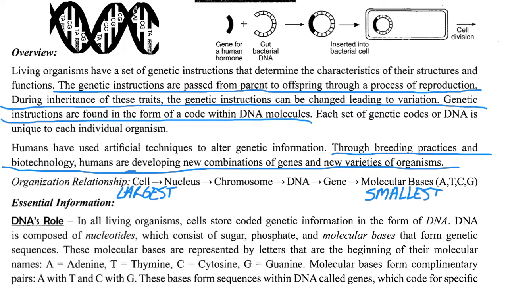Organizational relationships. Starting with the largest on the left, we have the cell, which contains the nucleus. Within the nucleus, we find chromosomes. Chromosomes are molecules that hold the DNA. Segments of DNA are genes, and then the smallest are the molecular bases.